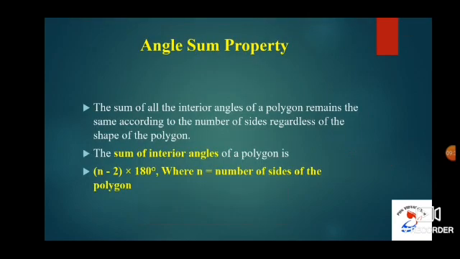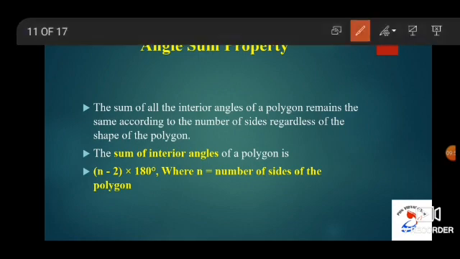Next slide. Then it is angle sum property. So you know what angle sum property is. The sum of all the interior angles of the polygon remains the same according to the number of sides, regardless of the shape of the polygon. The sum of interior angles of a polygon can be given by the formula. It is a very important formula, children.